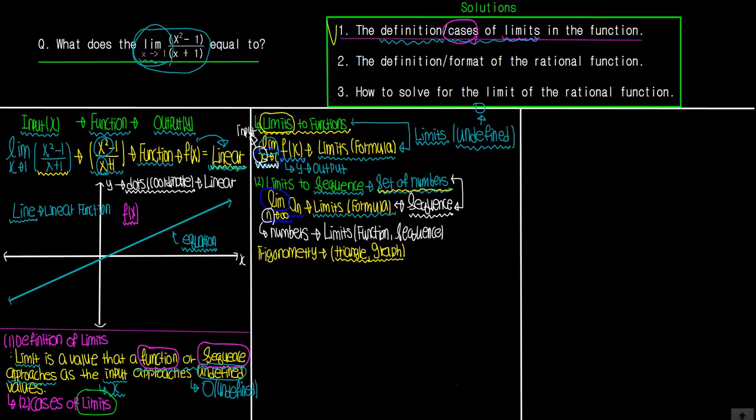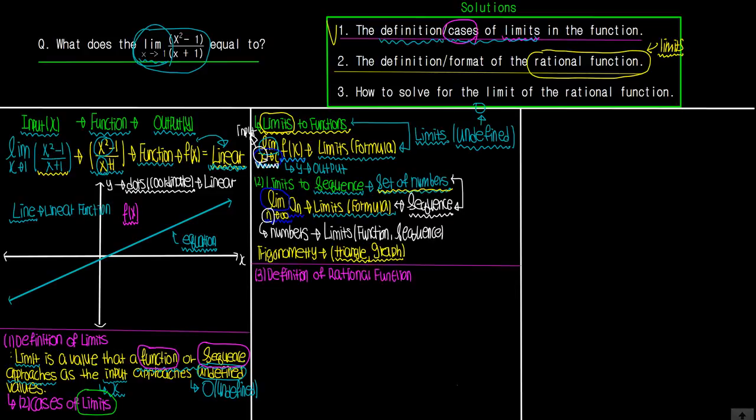And the next thing that we'll be talking about is the definition and the format of the rational function. The reason we think about it is that the rational function takes the limits even further, which means we are applying the limits in a more detailed way. So the third thing we're going to talk about is the definition of our rational function. People might think, why do we need to solve for a rational function? Because this question is basically about the linear function. The reason is that a rational function includes any type of function.